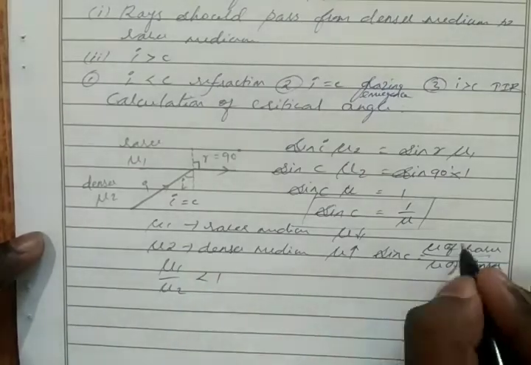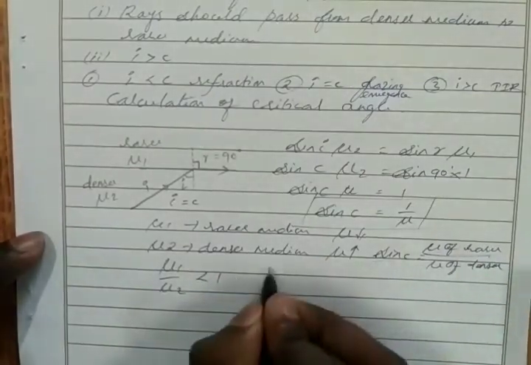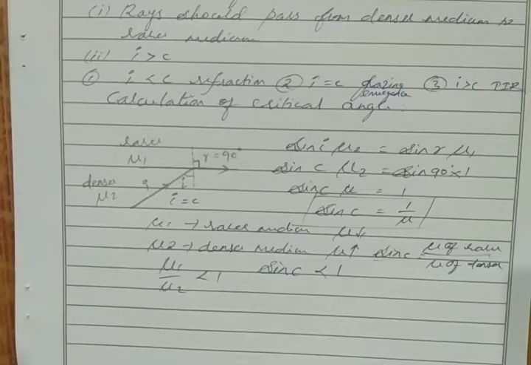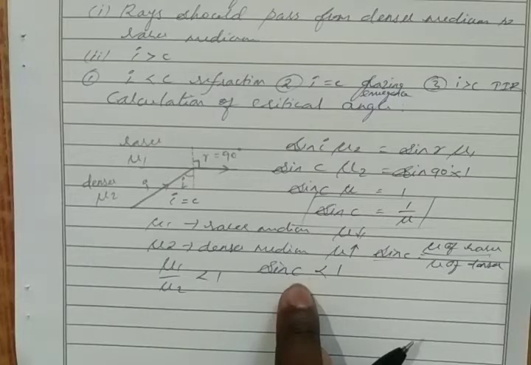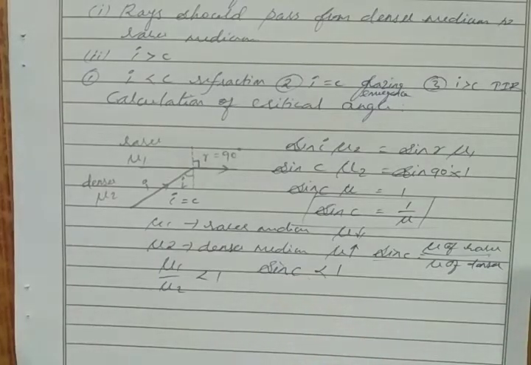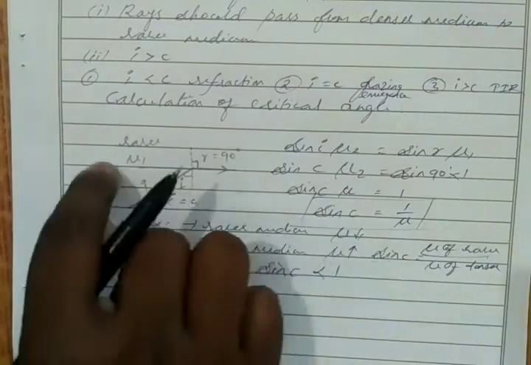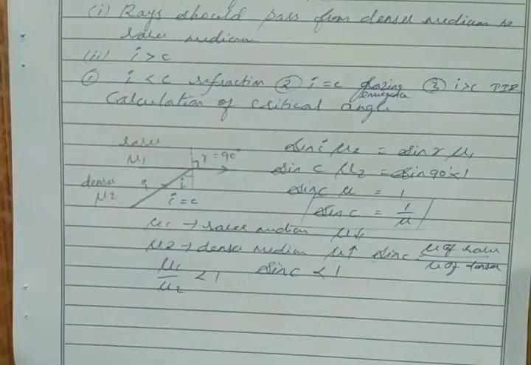So from this we can say the mu1 by mu2 ratio is nothing but sin c. So our sin c is definitely less than 1, correct? Which means our sin c cannot be 90 degree. If we put 90 degree, then we have sin value 1. Our c cannot be 90 degree. It should be less than 90 degree from this diagram. If it is 90 degree, then no refraction takes place. We cannot say it as a critical angle.